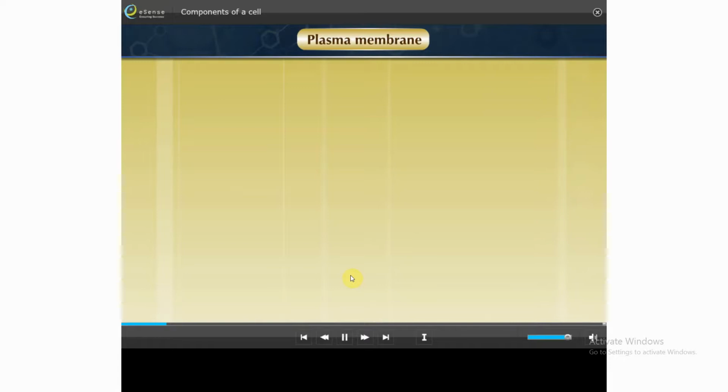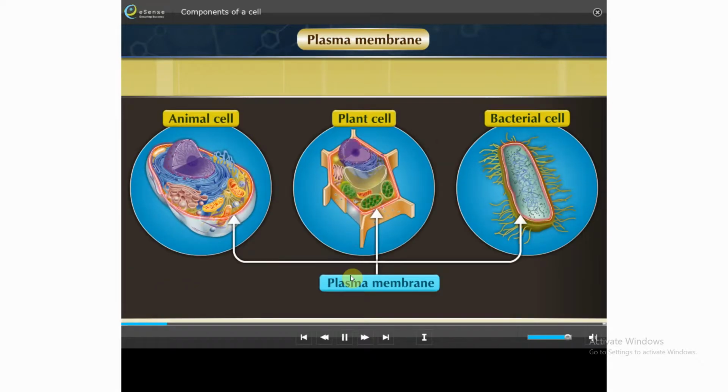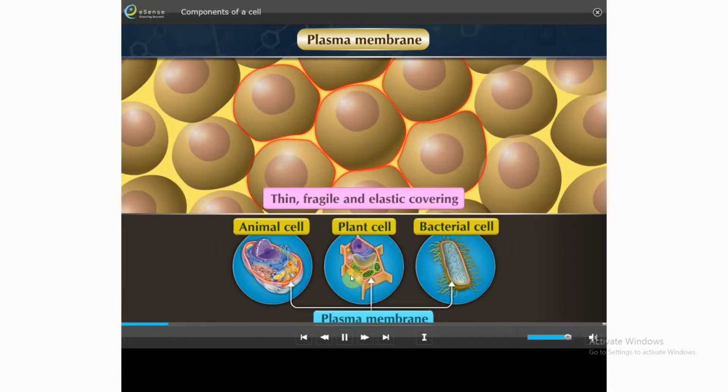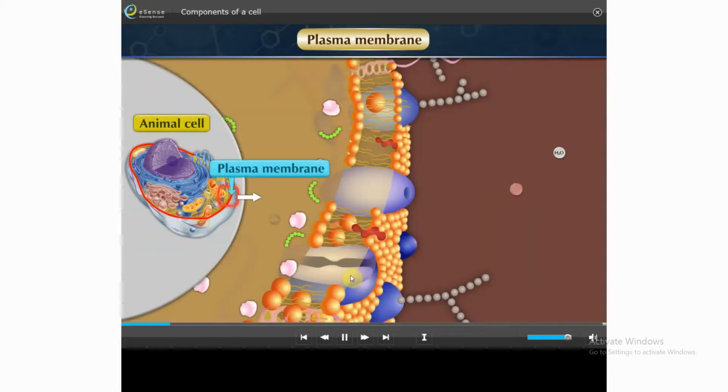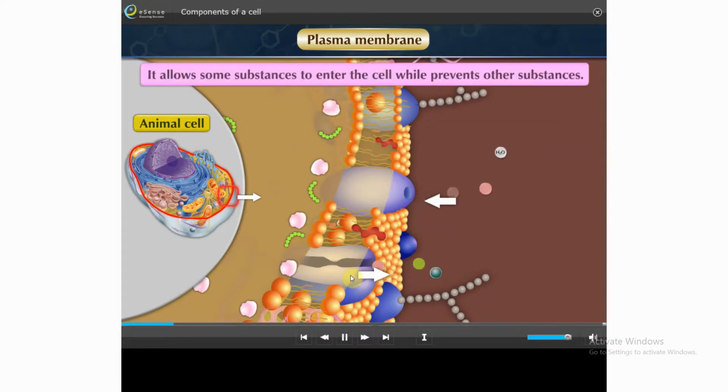Plasma membrane. Plasma membrane is also called cell membrane. It is a thin, fragile and elastic covering that separates the cell components from outer environment. It is made up of two layers of phospholipids, in which protein molecules are embedded. Plasma membrane is said to be a selectively permeable membrane as it allows some substances to enter the cell while preventing other substances.